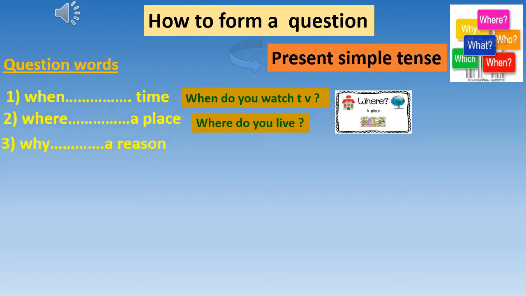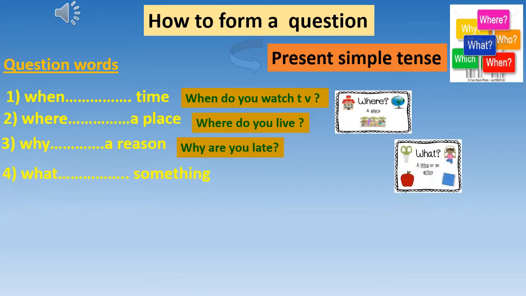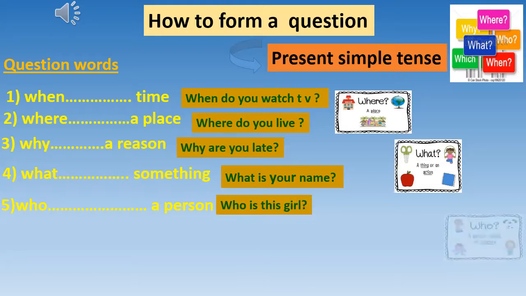Number three, why. I'm using why when I am asking about a reason, like, why are you late? Number four, what. I use what in the question when I'm asking about something or an information, like, what is your name? Number five, who. Who. I'm using who when I'm asking about a person, like, who is this girl?